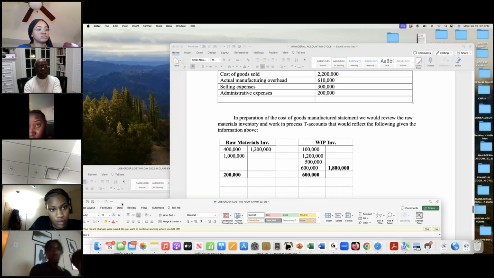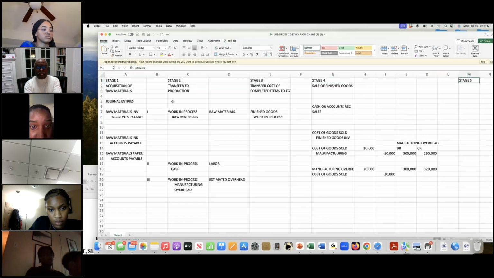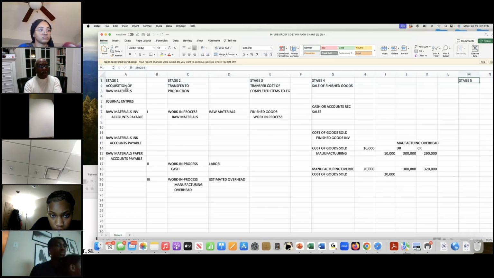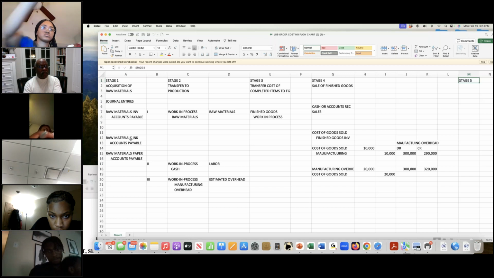Let me put up this flow chart to show you the same thing. This flow chart is in Blackboard. In stage 1, we have the acquisition of the raw materials. These are the journal entries, and we will have as many journal entries here as there are raw materials. For each type of raw material, we're going to make this entry.